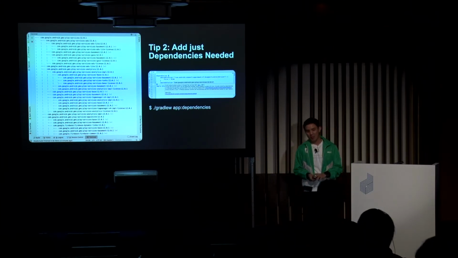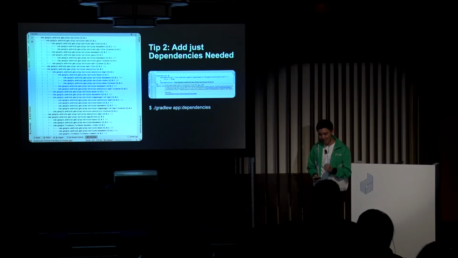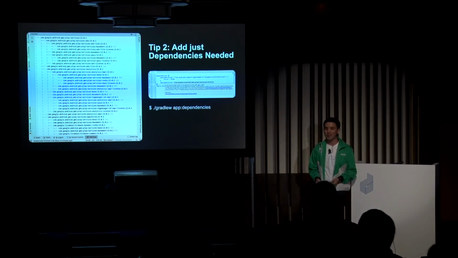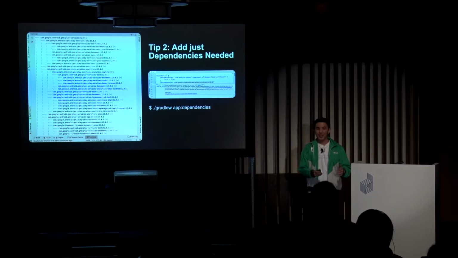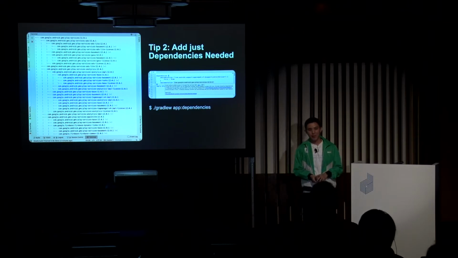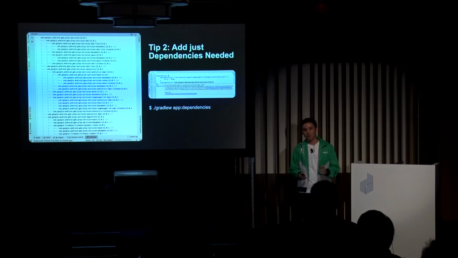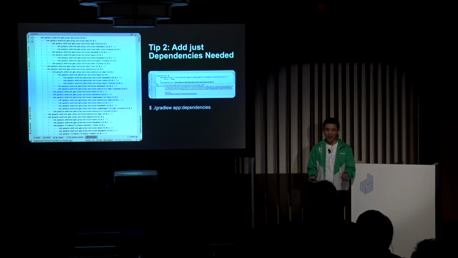And tip 2 is to add just the dependency you need. Some dependencies include a bunch of libraries in one dependency. The popular ones you may know are Google Play Services or Facebook SDK. There are many libraries included in one dependency. So sometimes I see Android developers specify the entire dependency. If you specify the entire dependency, this will make your app fat.